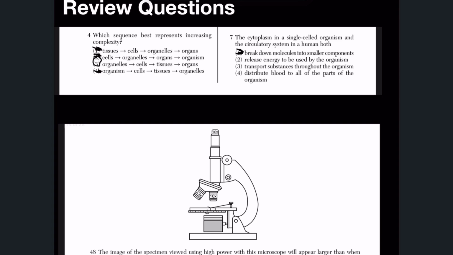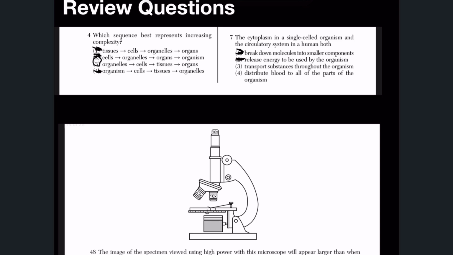The second is release energy to be used throughout the organism. That's not true because the cytoplasm doesn't release energy, that's the mitochondria through cellular respiration, and neither does the circulatory system. The third is that it transports substances throughout the organism, which would be true, which is also our answer, because the cytoplasm transports things like proteins and mRNA, and the circulatory system transports blood.